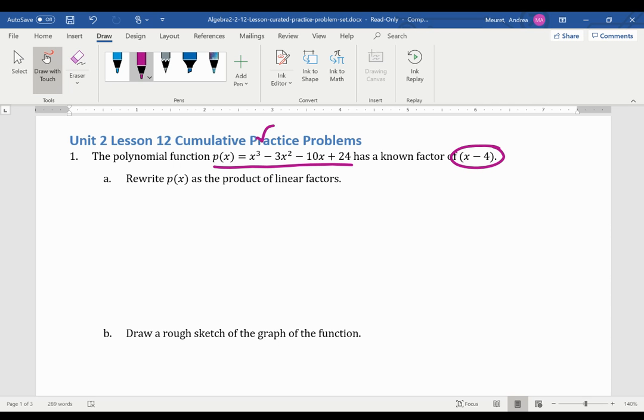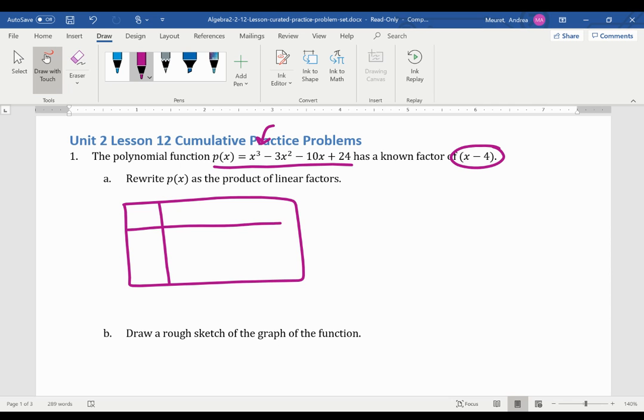So since this is a third degree polynomial, I would expect to be able to write it as the product of three factors. So I'll set up the box that we used in class today. I may have made this a tiny bit too small, but I'll do my best. Okay, and so I'm dividing by x minus 4. So x goes here, negative 4 goes here. And then my first term from the polynomial, x to the third, goes right here.